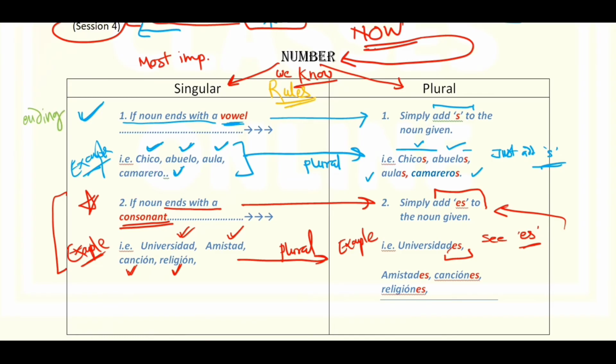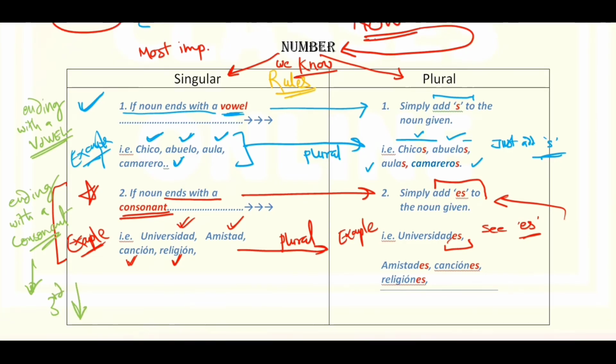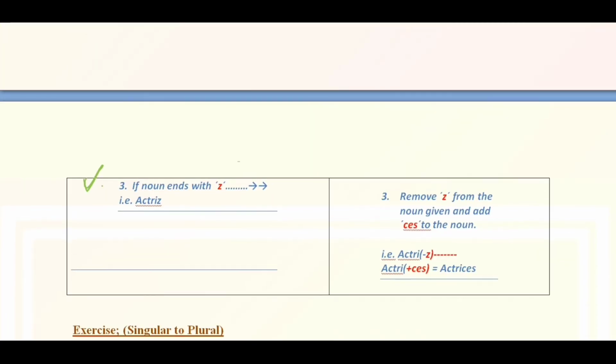See, first point and second point, you can see vowel ending nouns add s. Vowel ending: a, e, i, o, u. Second point is consonant ending words add es. I'm referring to words like nouns. These two rules you already know. Third point is down. See, z ending nouns have a different operation. What do we have to do?